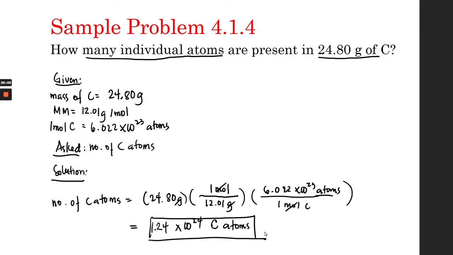So that's how you use the relationship between each of the particles that we're talking about, the moles, the molar mass, and how to use the Avogadro's number when you want to identify how many individual atoms a particular weight of an element has, or a particular molecular weight of an element has.